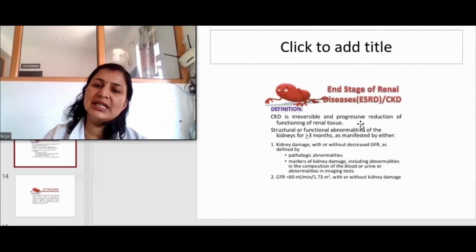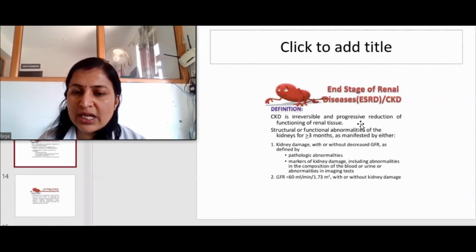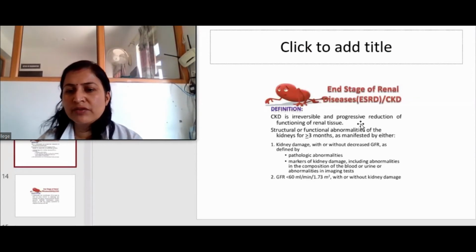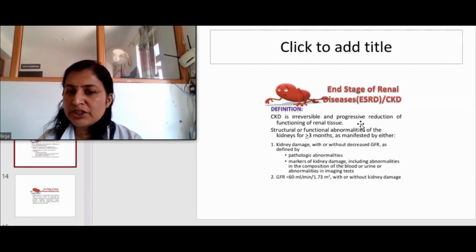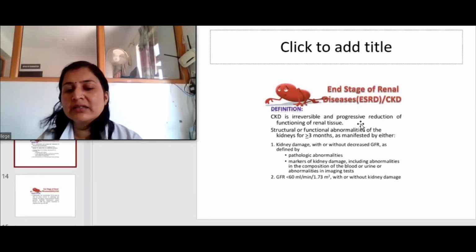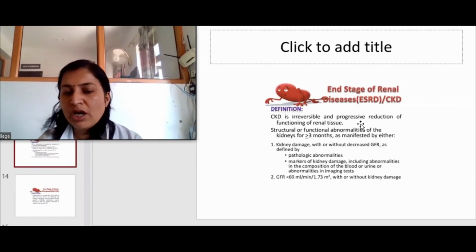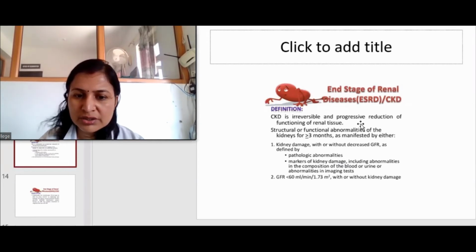Okay. Now what is this end stage renal disease or chronic kidney disease? The synonym is chronic kidney disease. It is irreversible and progressive reduction of functioning renal tissue. Okay, the kidney may be of normal size or contracted or smaller, but overall the function is progressively reduced and it is irreversible. By taking out the cause, we cannot revert the function of the kidney. Okay, and the abnormalities can be structural abnormalities or functional abnormalities, and that persists for more than 3 months, whether the GFR is affected or not.